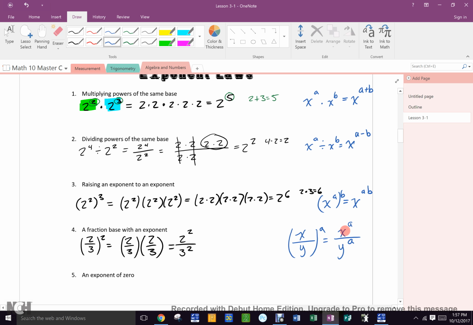Excellent. Why did I have to use x and y there? Because I need 2 different bases. Because if I used the same letter, I would just subtract those, wouldn't I? Nice job. Is everybody cool with that one?